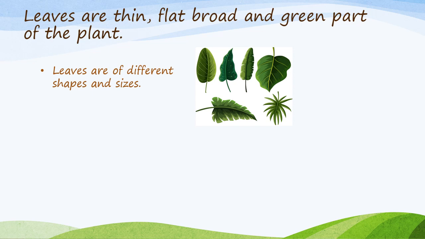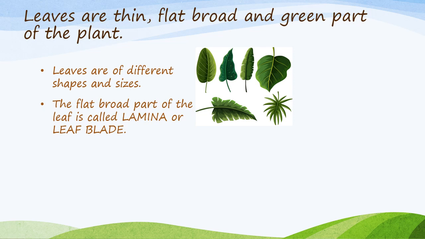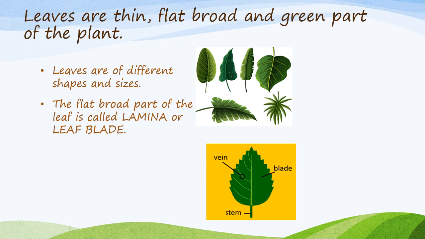Okay. The flat, broad part of the leaf is called lamina or leaf blade. In the middle of the leaf blade is a main vein and several side veins are connected to it. The veins distribute water and food to the leaf. Like how our human body has veins, in the same way leaves also have veins in them which carry and distribute water and food to the leaf in every direction.